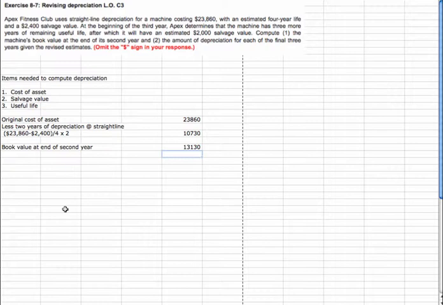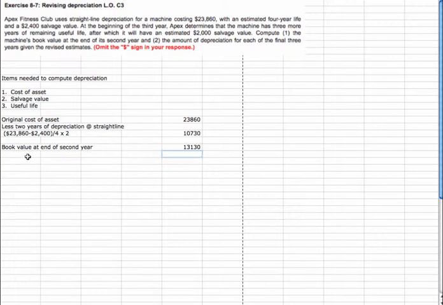Now, what we want to do is determine the depreciation for the next 3 years. We said when we change our estimate, we have to recompute our depreciation based upon the book value at the time of the change. So this book value of $13,130 is our new book value at the time that we're going to change our estimate.